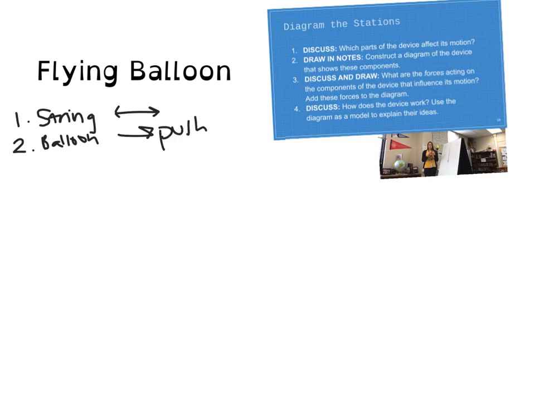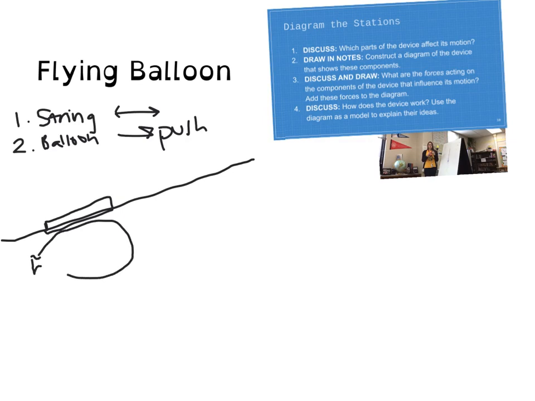All right, so in my notes, I need to draw a diagram of the device that shows these components. So I'm going to start with my string. Okay, I am going to draw in my straw. Again, I know we're not artists, but we do need to make sure that we are using the best scientific diagrams that we can so that we are being accurate. And then there's my balloon. And then this is going to be the tape to the top of it.